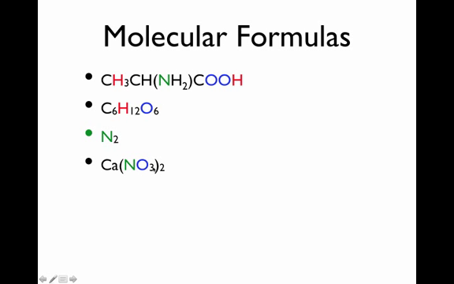When you have parentheses and then a subscript to the right of the parentheses, this subscript to the right is telling you how many groups of whatever is inside of the parentheses you have. So for this particular molecule, the formula is telling you that you have 1 calcium, you have 2 sets of NO3s, which means you have 2 nitrogens and 6 oxygens.